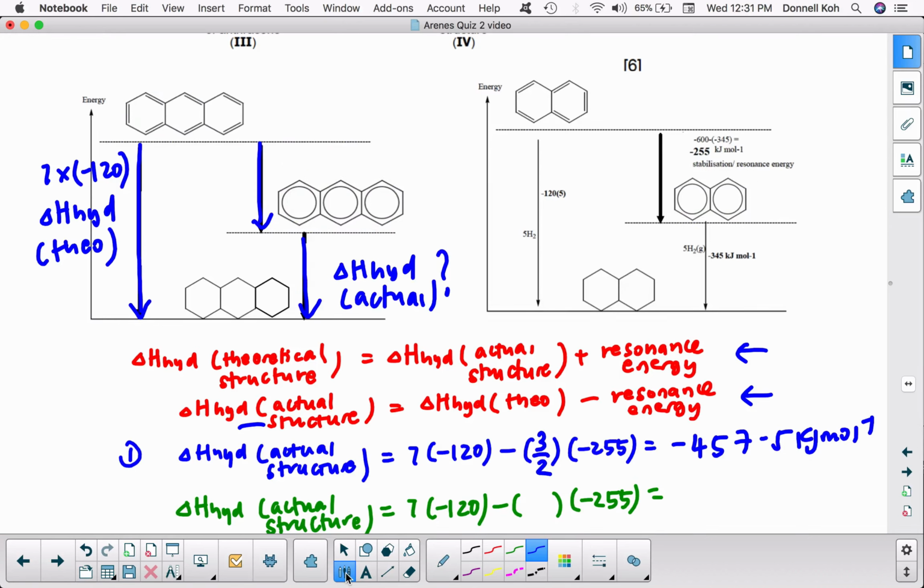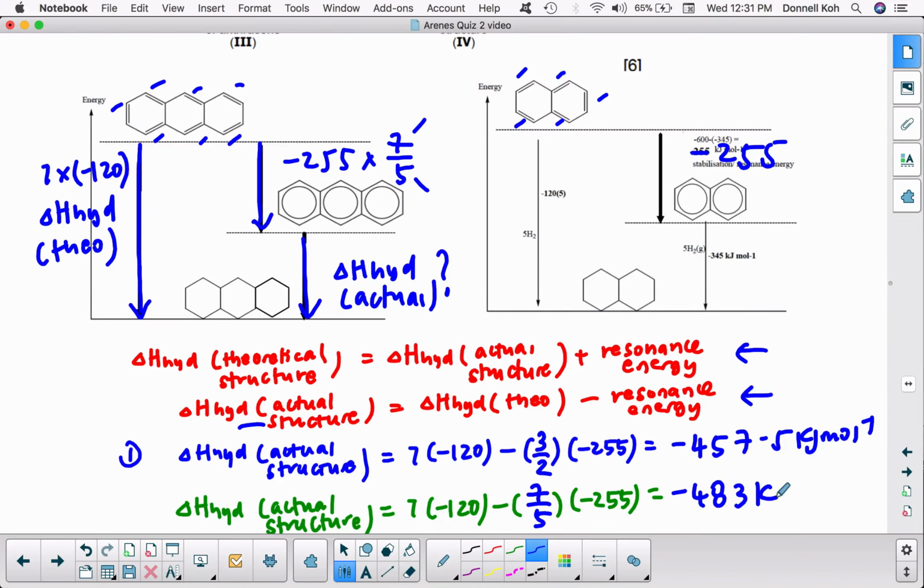There's actually another way of doing it. If you consider this on the right hand side, you're actually hydrogenating 5 C=C double bonds, but on this side you're actually hydrogenating 7 double bonds. So instead of minus 255, you can calculate it as minus 255 multiplied by 7 divided by 5. Because now there are 7 C=C double bonds compared to originally where there were only 5 C=C double bonds. So in this case, you can place the value here, and this will give you an answer of minus 483 kilojoules per mole.